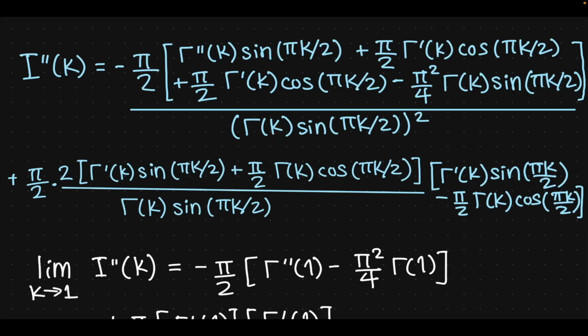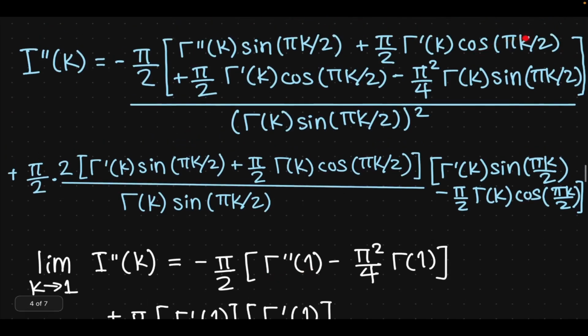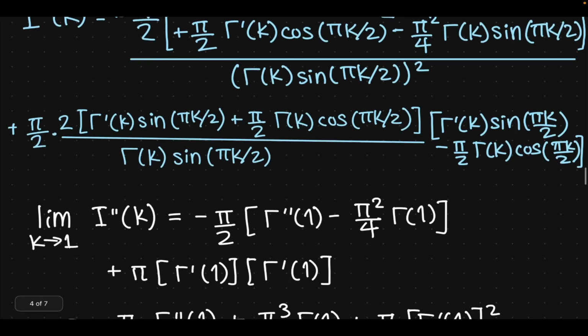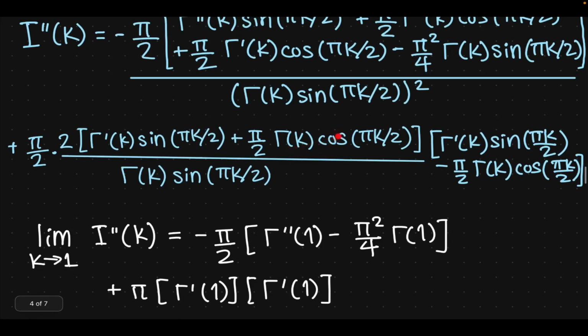So it really simplifies down, because in the first term you see there's a sine, so that goes to 1. We have gamma double prime of 1, which I'm writing here. The cosine term vanishes. We have gamma of 1 times sine of pi over 2, which is just gamma of 1 with this negative pi squared over 4 prefactor. That's the first term. And then the second big term, the cosine vanishes here.